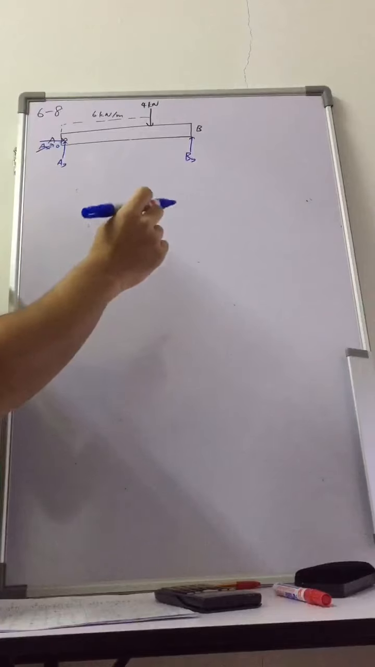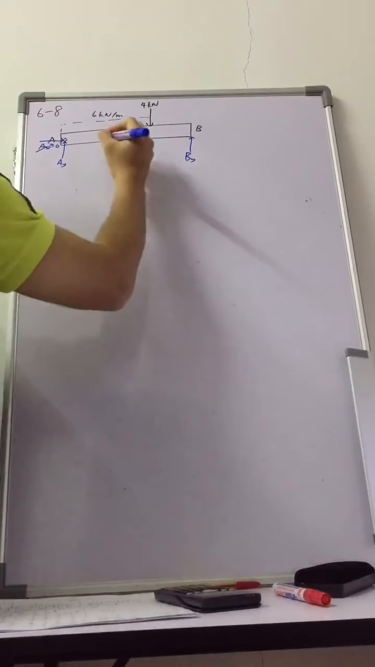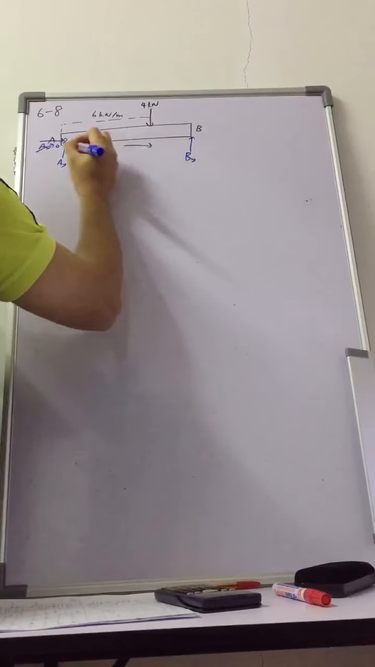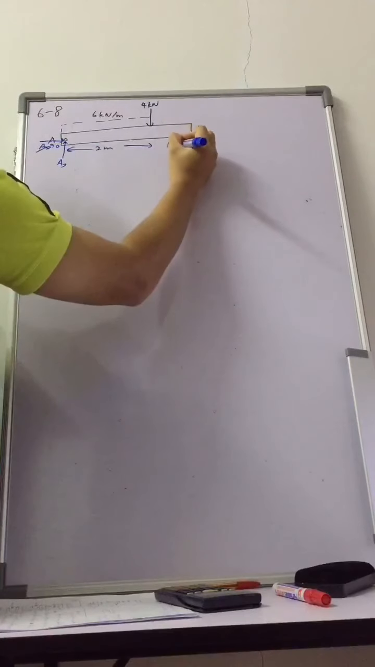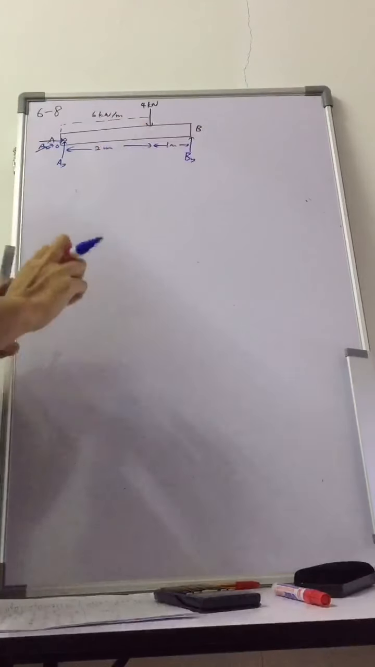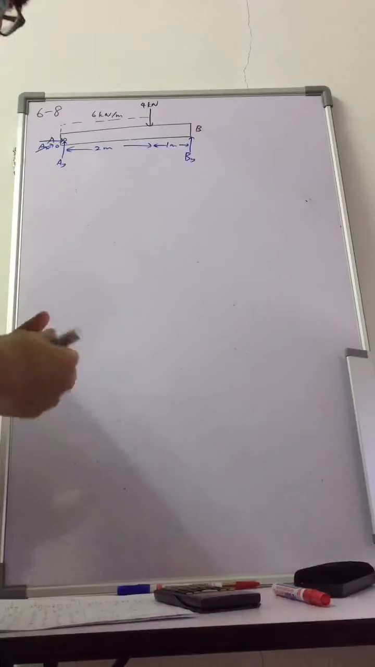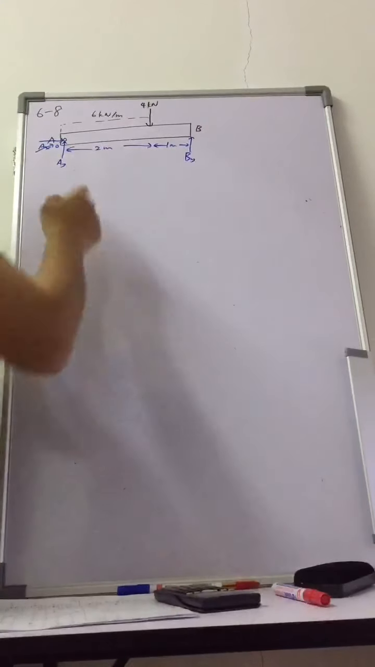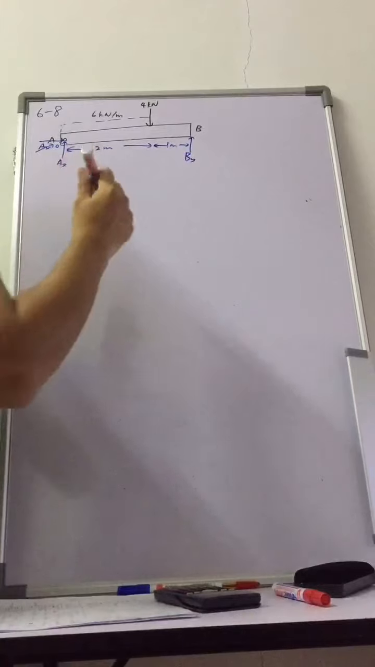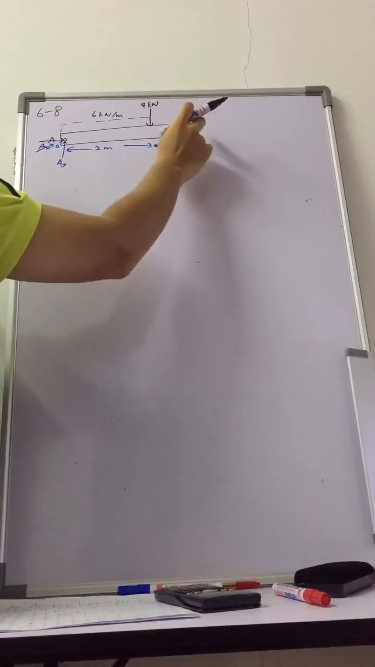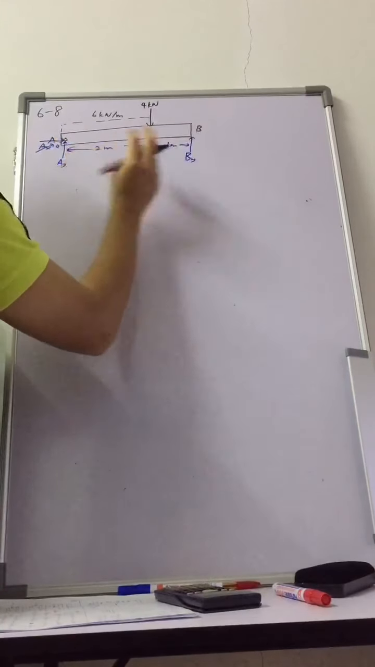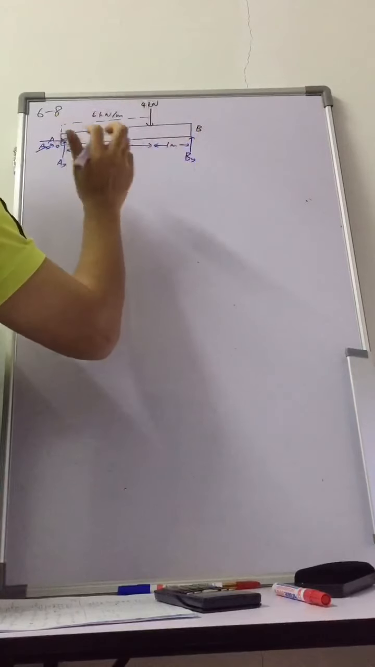After we do this, we know that this is 2 meters, and this is 1 meter apart. After we have this free body diagram, what we want to do is find the reaction forces Ay and By. To find Ay, we do summation of moment about point B, because By will not appear in the equation.